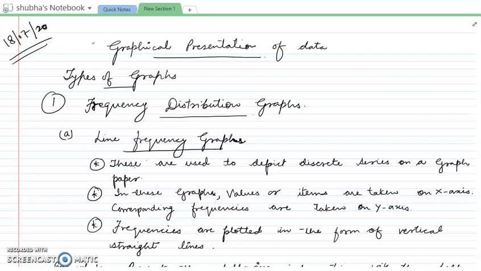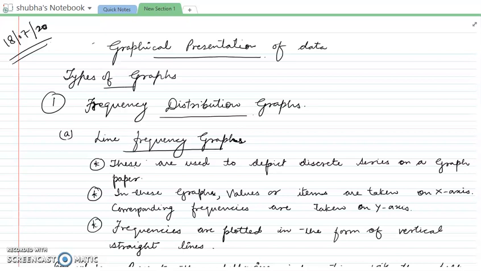So today I am taking the line frequency graph. First I would like to repeat what frequency distribution graphs are. Frequency distribution graphs are those in which the data is presented in the form of class intervals. Frequencies are distributed in the form of class intervals, and the frequencies are plotted on the y-axis, and class intervals or class limits are plotted on the x-axis. So in all the frequency diagrams, frequencies are always plotted on the y-axis. You have to keep this in mind.